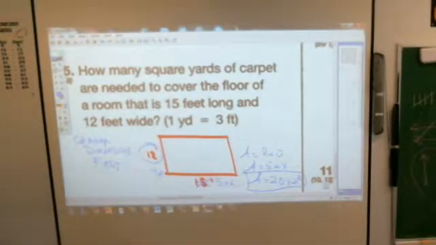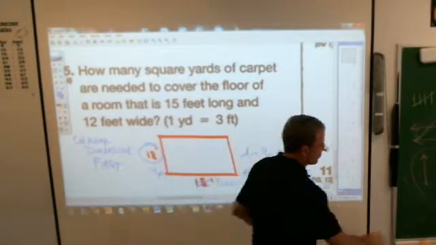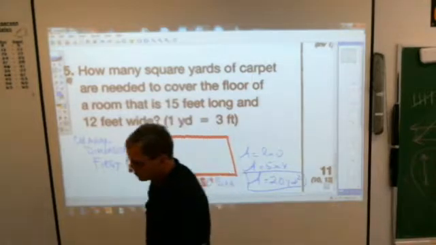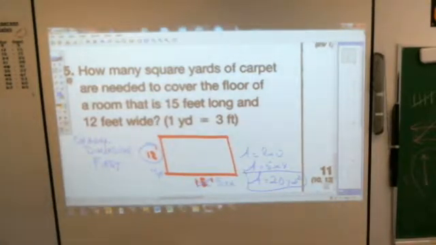Because if you think about it, 1 square yard is actually how many square feet? 3? No, it is not. It's 9. 1 square yard, let's do it in real life. 1 yard by 1 yard is the same thing as 3 feet by 3 feet, which is 9 square feet. That's almost life size, too.